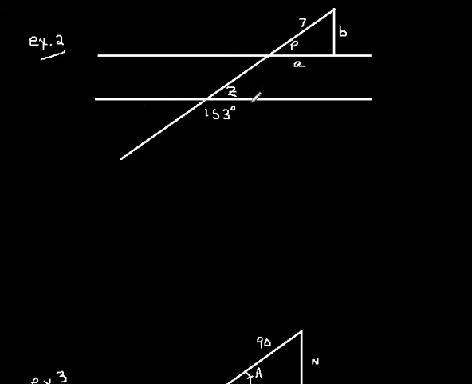So that means if z is above the parallel line to the right of the transversal, and p is above the parallel line to the right of the transversal, then this angle is equal to this angle.